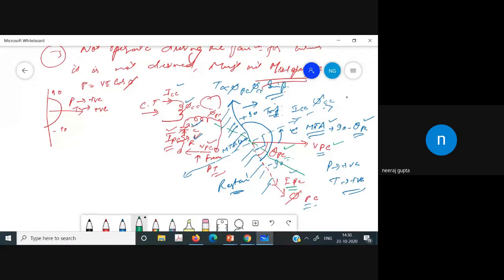This is all about the characteristics of the directional relay. This is the restraint region, and this is the trip region, which you can design as per your requirement. So any questions related to that?